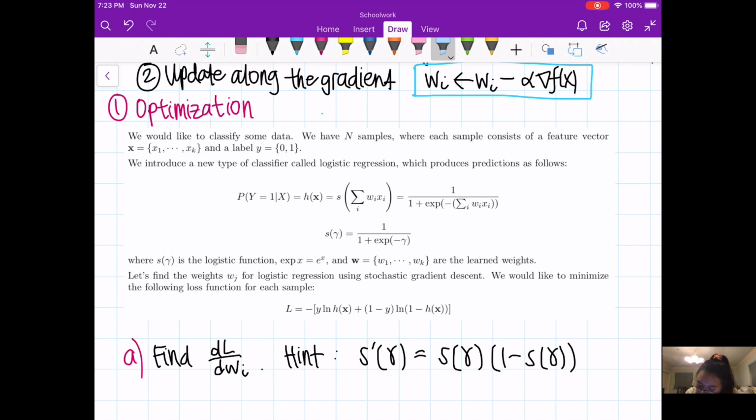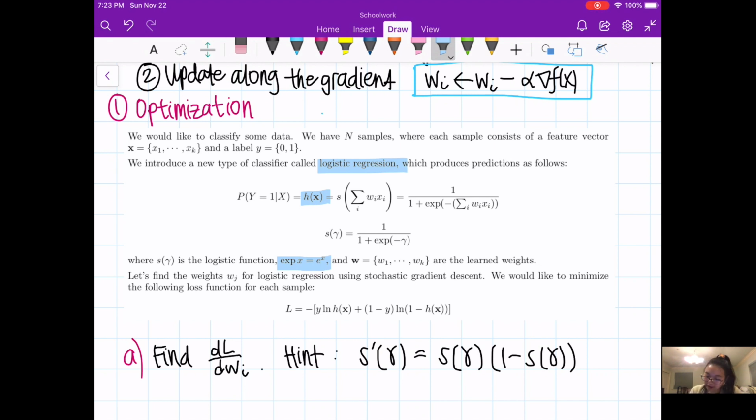The classifier we are using is just called logistic regression, and here are the formulas for it. Notice that this is called h of x, and then we learn a certain weight.